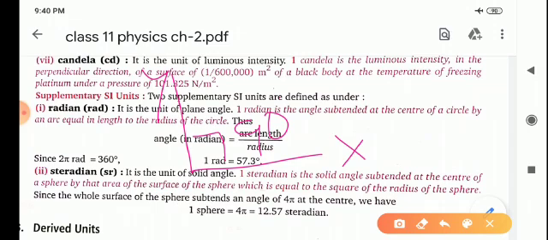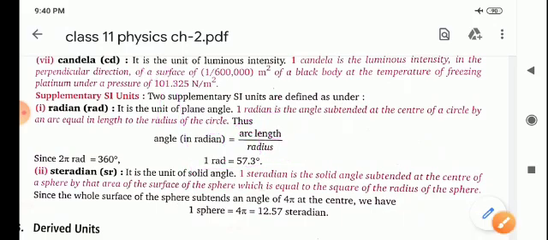1 radian is the angle subtended at the center of the circle by an arc equal in length to the radius of the circle. 1 radian equals 57.3 degree. That is, 2 pi radian equals 360 degree.